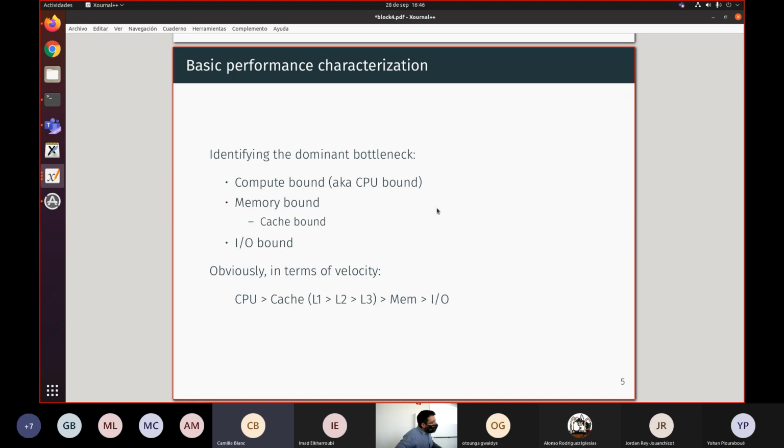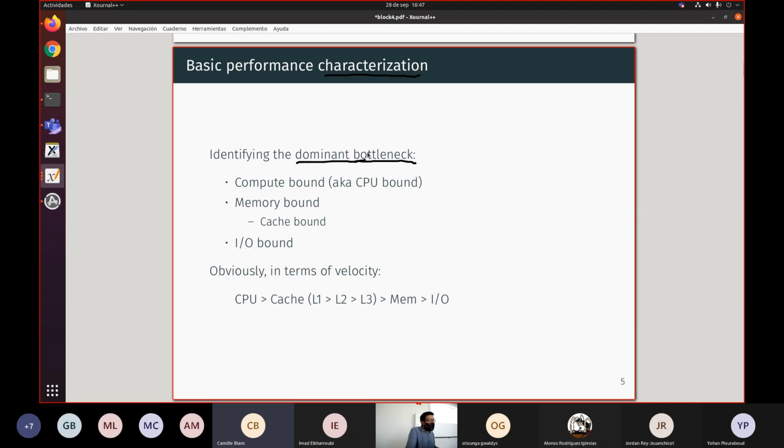Okay, so when we have a code that is being executed on a machine, and we want to improve that code, first it's important to characterize that code. That means basically to find the bottleneck or the dominant bottleneck. Usually we have different bottlenecks in one code, but probably one bottleneck is the most relevant. That means that even though we improve some parts of the code, this dominant bottleneck is preventing us from actually having better performance. So we should find the dominant bottleneck.